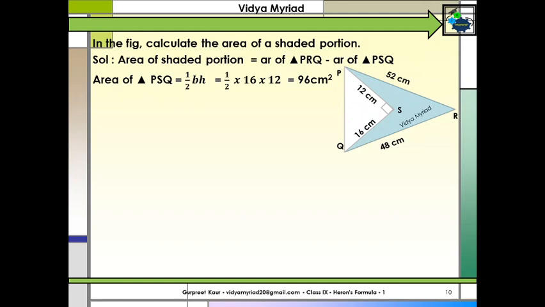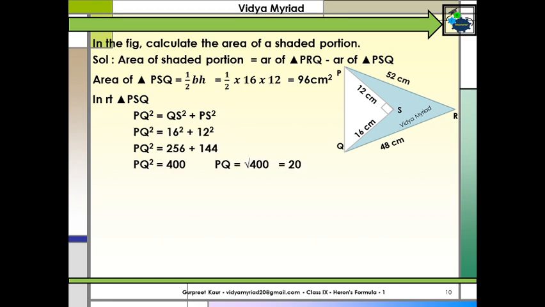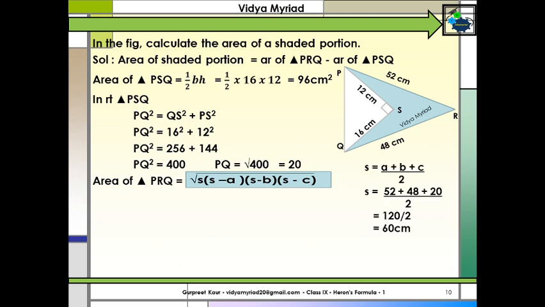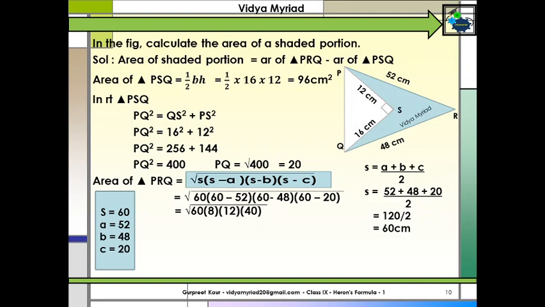In this triangle I need to apply the Pythagoras theorem. With that I find my PQ comes to 20. Okay. Now in the bigger triangle PQR, I have all three sides with me, so I can find the semi-perimeter, which comes to 60 centimeters. So now I have everything as per Heron's formula. Simply put it into the formula and find the square root. You get 480 centimeters square.